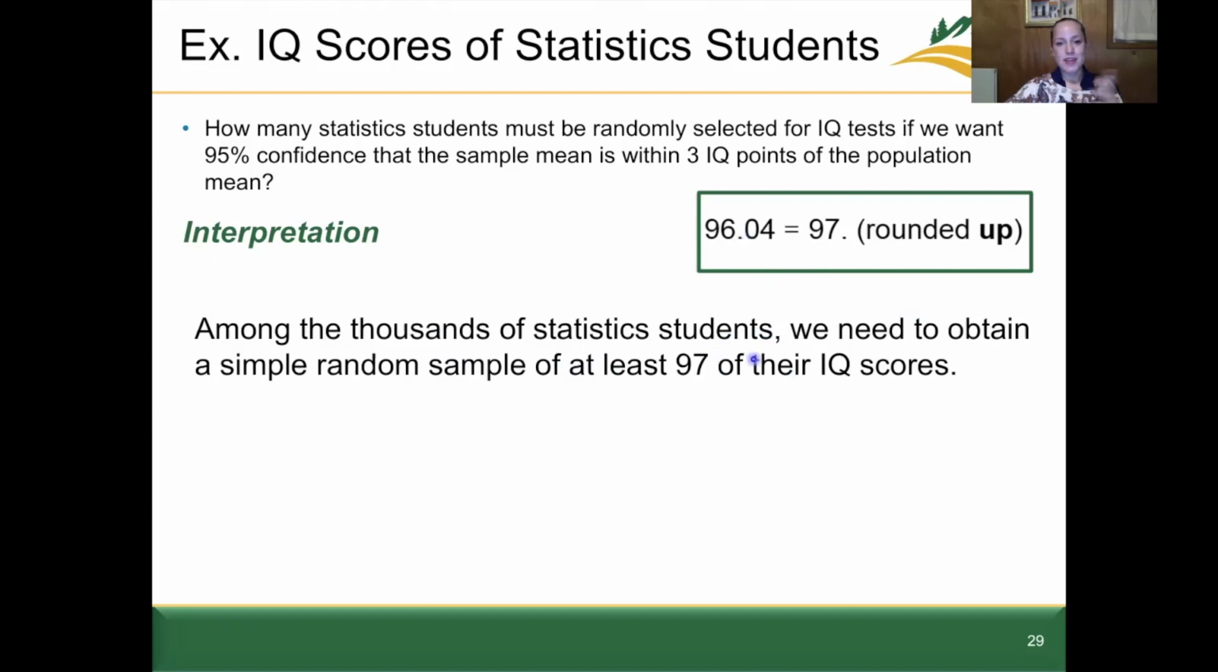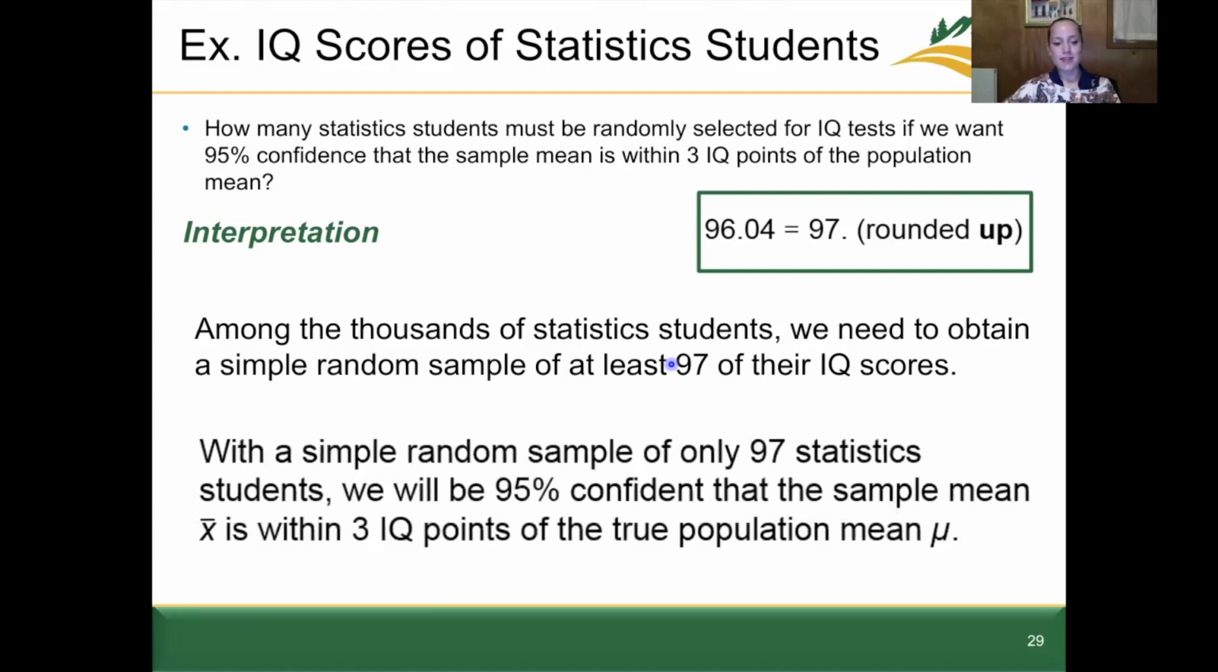So we need to obtain a simple random sample of at least 97 people, at least 97 students here. Connecting this back to our 95% confidence, we can also say that with a simple random sample of only 97 statistics students, we will be 95% confident that the sample mean, or x bar, is within 3 IQ points, or the margin of error, of the true population mean, mu.